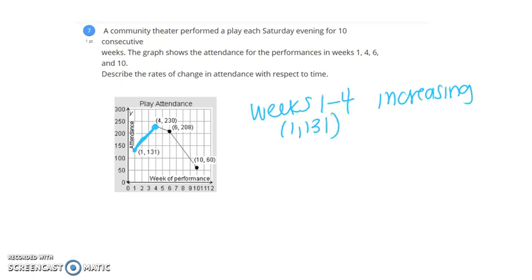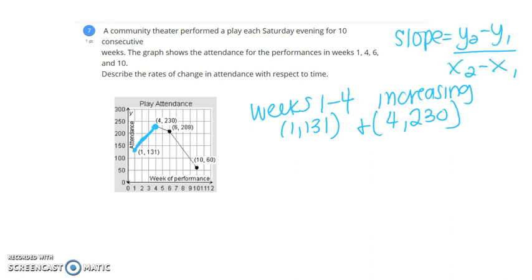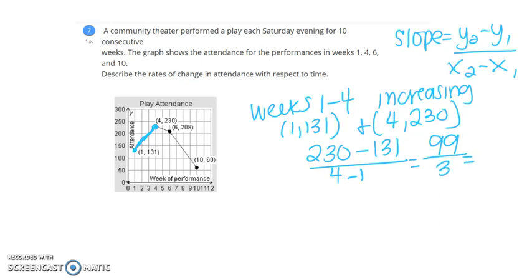Our first coordinate was (1, 131). And then at week 4, we had 230 people. So we can use that formula that we used in a previous example: y2 minus y1 over x2 minus x1. We can say 230 minus 131 over 4 minus 1. That would be 99, I believe, over 3. Well, 99 divided by 3. So the rate of change from weeks 1 to 4 was 33.